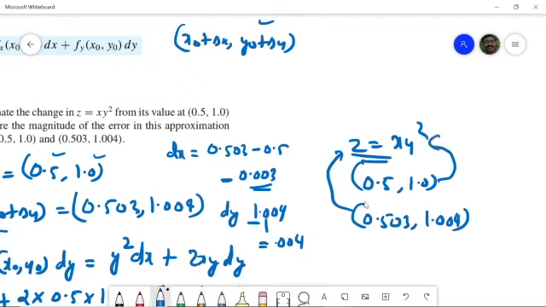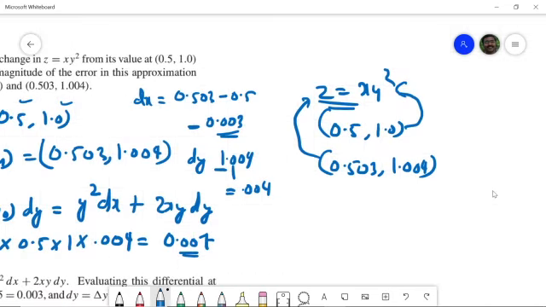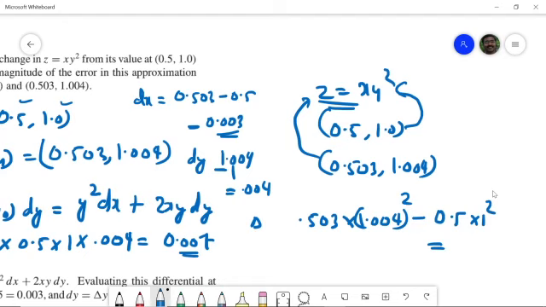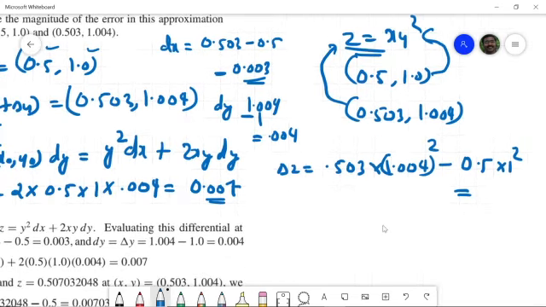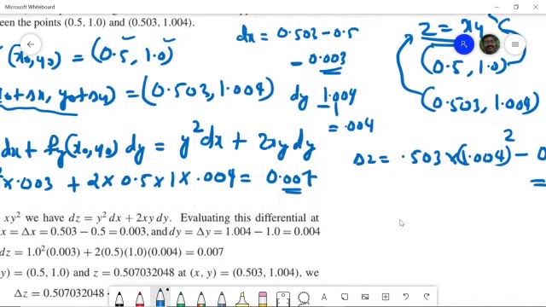First I will substitute this point (0.503, 1.004) into z. So I will get 0.5 times 0.503 into 1.004 the whole square. Then I will take the difference from 0.5 into 1 square. So this is the actual change in z. You can compute that. The actual change in z is this, but the approximation we got from differentials was this one.